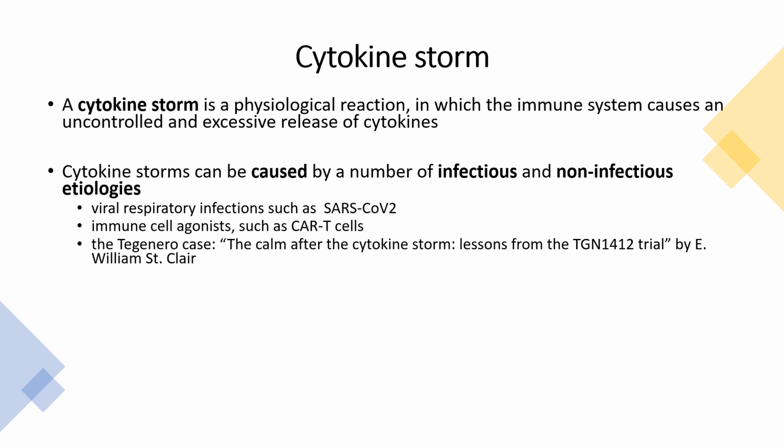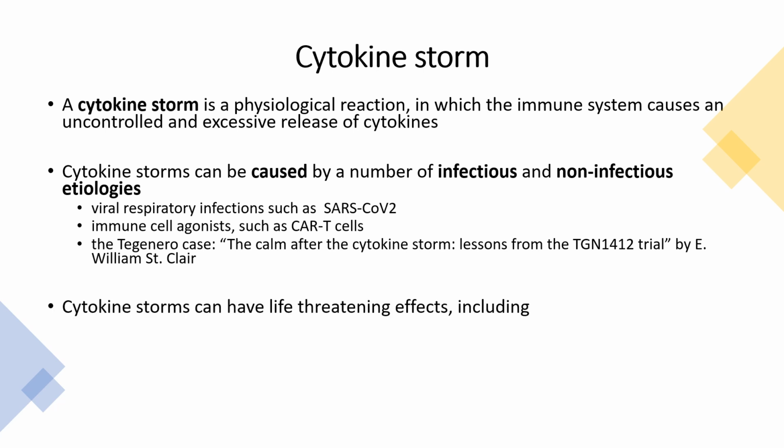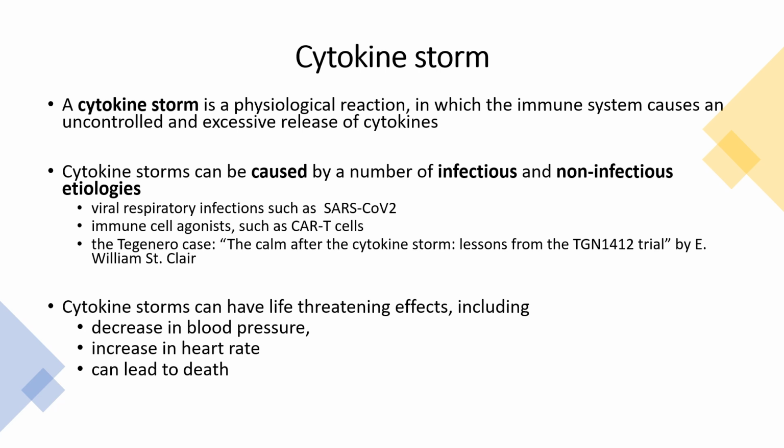And if you want to have nightmares before you go to bed, read up on the Tegenero case, the calm after the cytokine storm. This was an excellent overview of when we very sadly and almost tragically learned just how bad these things can be if the immune cell agonists are used. Okay, so cytokine storms can have life-threatening effects, including decrease in blood pressure, decrease in heart rate, and they actually can lead to death.